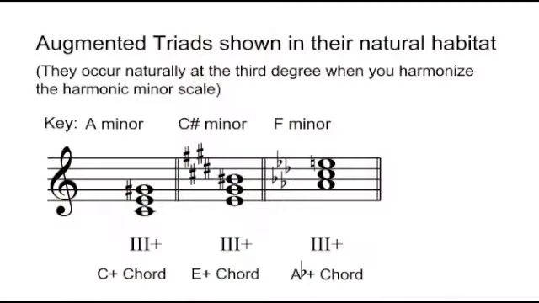Last soundbite, we went over how the diminished seventh chord takes the 12 notes of the chromatic scale and jumps up them 3 notes at a time. Now let's look at its strange sister, the Augmented Triad. Again, we'll start by looking at this chord in its natural habitat. Augmented triads occur naturally at the 3rd degree when we harmonize the harmonic minor scale.